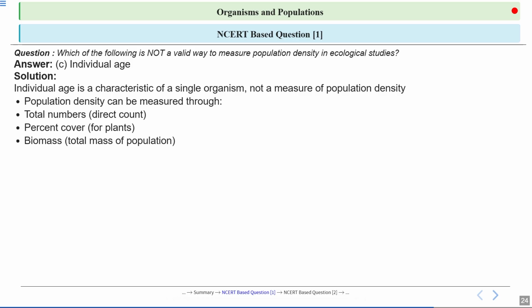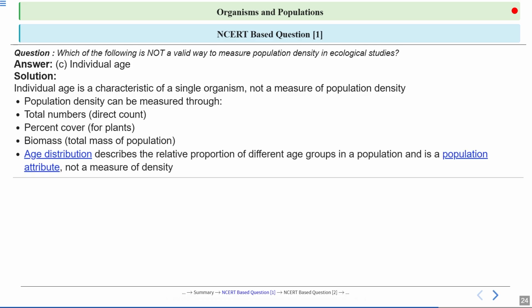Next one is biomass, which refers to the total mass of the population. This measure is particularly useful for understanding the energy flow and productivity within an ecosystem. Now, age distribution describes the relative proportion of different age groups in a population, and is a population attribute, not a measure of density. That's why here the answer will be individual age. This is not a valid way to measure the population density. Clear?